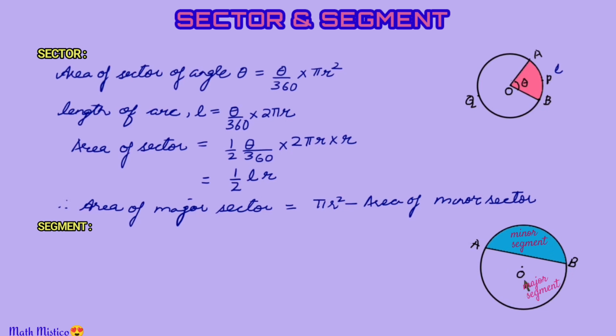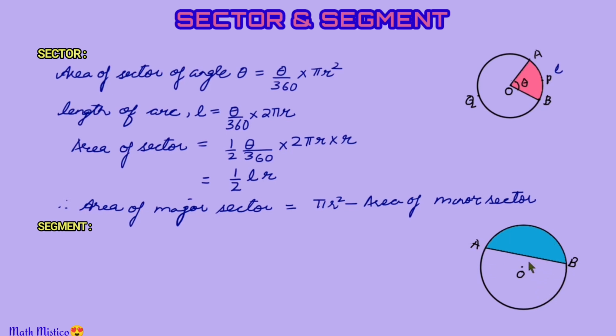Another characteristic which differentiates these segments is that the center O lies in the major segment and it does not lie in the minor segment. The third type of segment which we can get in a circle is semicircular segment, which we obtain when the chord AB is a diameter of the circle.